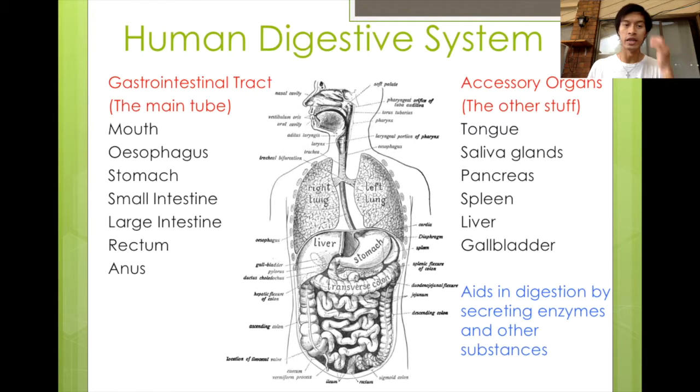In addition to that, the digestive system also has a series of accessory organs, which is the other stuff that assists in the process of digestion. But food doesn't necessarily go through those organs at all. You have your tongue, which assists in the movement of food, your salivary glands, pancreas, spleen, liver, and gallbladder, and all of these aid in the digestion process by secreting enzymes and other substances into your main organs, and that helps with the digestive process.